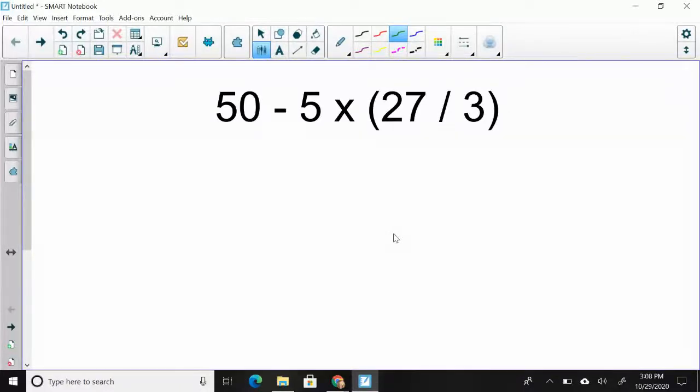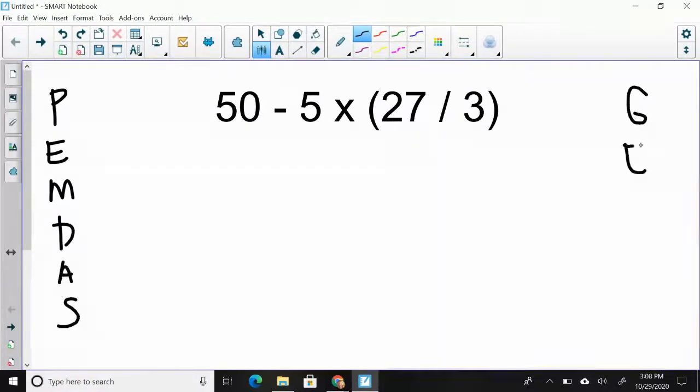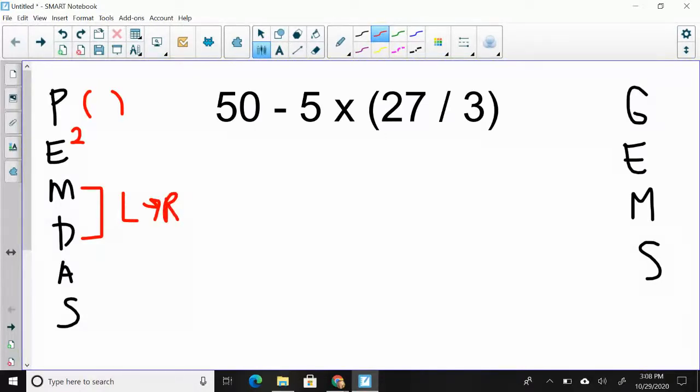So we have been talking about the order of operations and using either PEMDAS or GEMS in order to help us remember the steps for the order of operations. Remember, the P stands for parentheses, E is for exponents, which we are not going to have in fifth grade, multiplication and division, which are on the same level, so you work those problems from left to right, and addition and subtraction, which are also on the same level but done after you multiply and divide. Those are also performed from left to right.